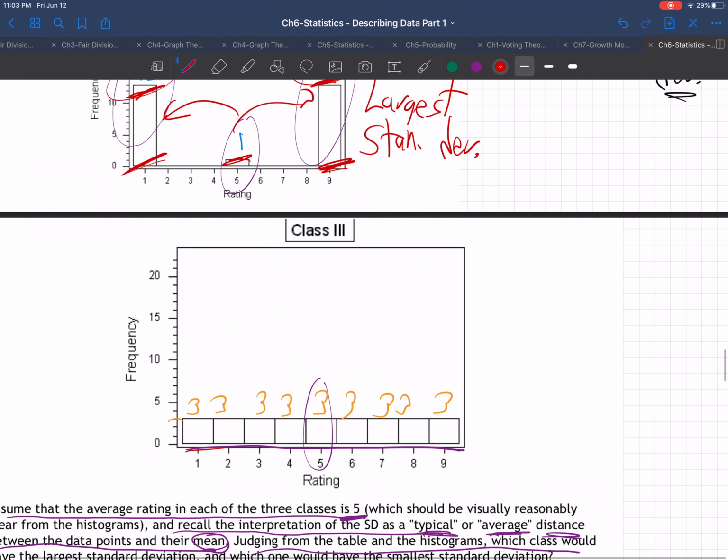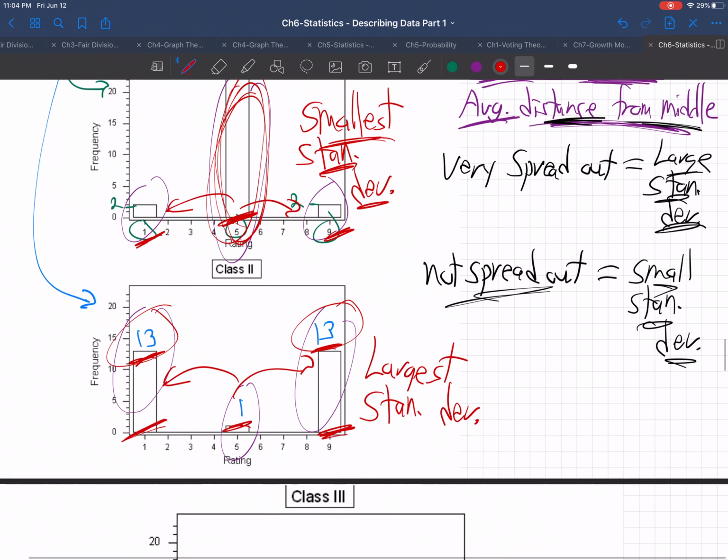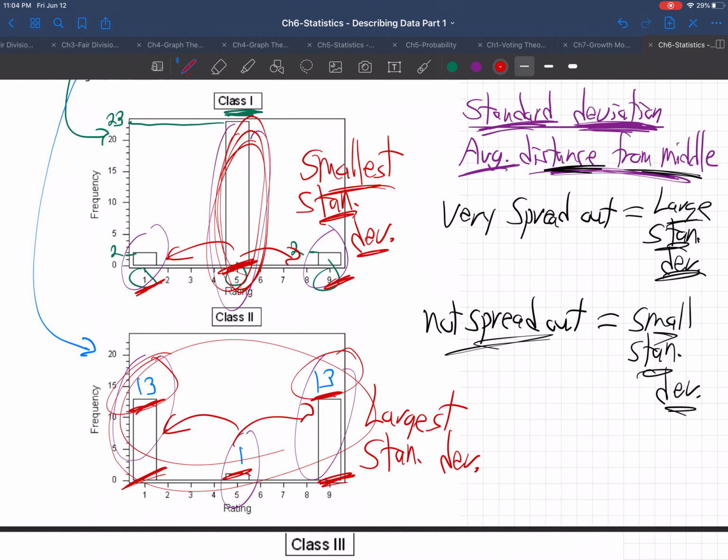Whereas the third one, this is a middle standard deviation. It's not high, it's not low, it's just an even spread, right? Whereas this one's totally spread out, this one's mostly clumped in the middle. There we go.